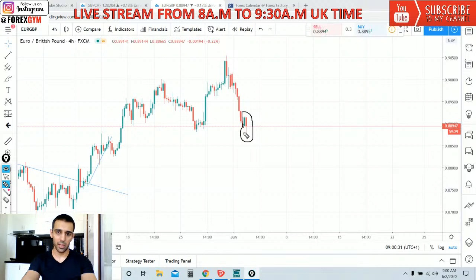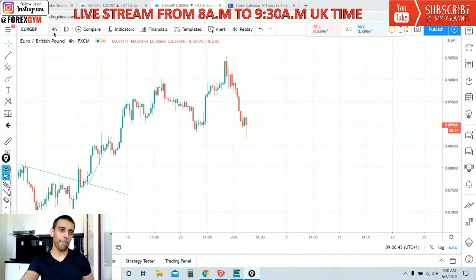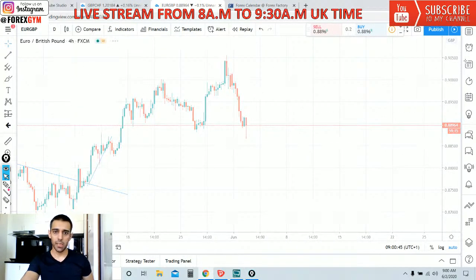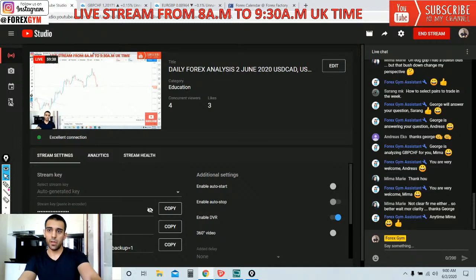If this comes down and closes around this level, that would be a good trade towards the short side. However, if it pushes higher, then I would wait and see. So I will wait and see on this one. This is my view. I can't measure the levels at the moment because it needs to do quite a bit of work before I decide to take a trade.